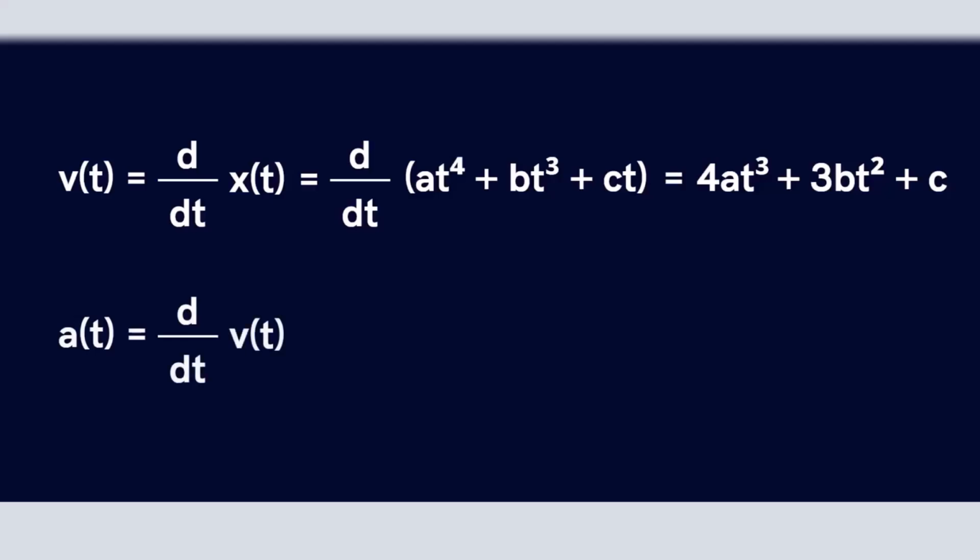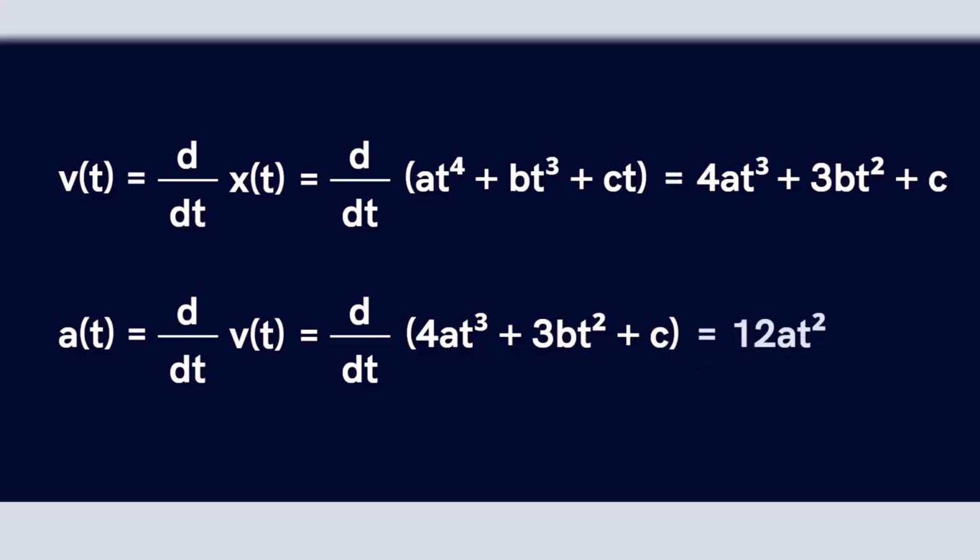Now that we have our velocity, we can plug it into our acceleration equation. This gives us d dt times 4a t to the third plus 3b t squared plus c. Now, we'll use calculus again to find their derivatives. We can use the power rule to find the derivatives of 4a t to the third and 3b t squared, which give us 12a t squared plus 6b t. And since the derivative of a constant is 0, our answer for part A would be a of t is equal to 12a t squared plus 6b t.